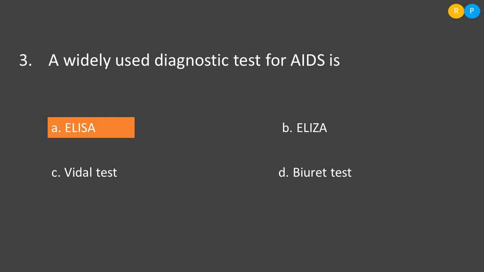Option A, ELISA. Option B, ELISA. So you have to concentrate here. ELISA is the correct answer. Clear. Then option C, Widal test. So Widal test is used as a diagnostic test for typhoid. Then option D, Biuret test. So the correct answer is option A, ELISA.